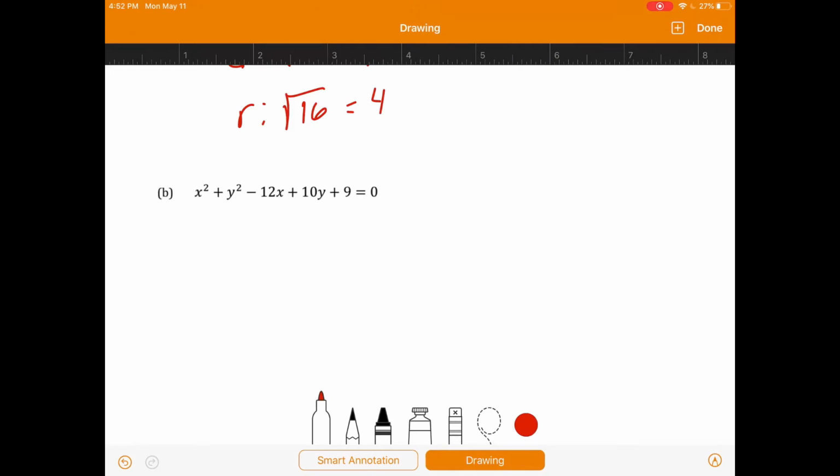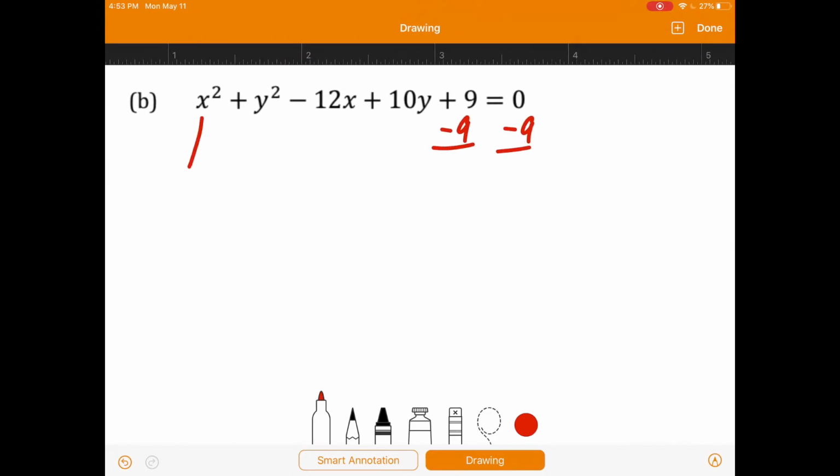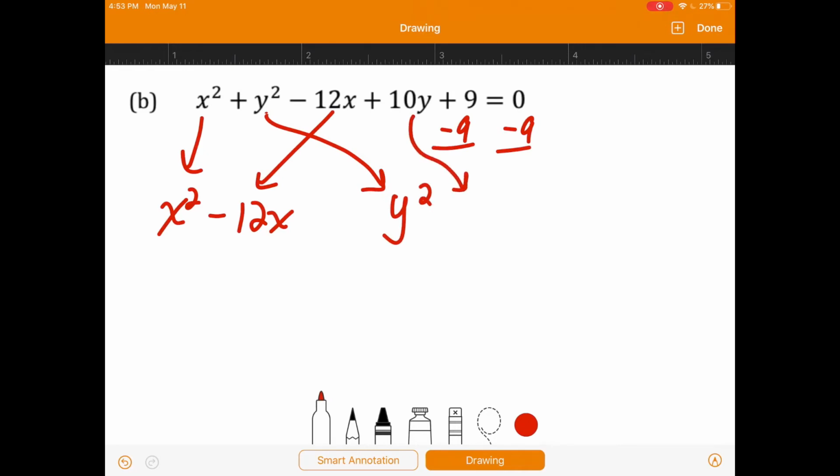Okay, so if we start this one, we want to first put our x's together and our y's together and the other number on the other side. So this 9 is going to go over here, and then we're also going to put our x's and y's together. So we've got x squared minus 12x. The y is going to go over here. And we're going to have negative 9 on the other side because these canceled out and this is going here.